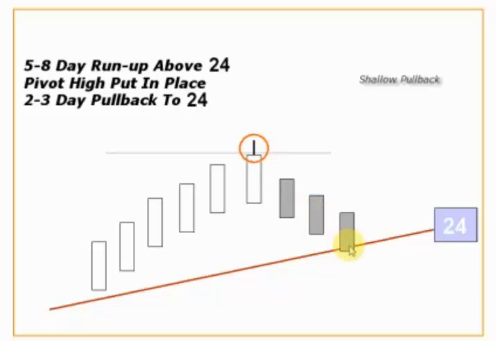If we wait around too long, we can miss the action because we're sitting there waiting for 4 more days. Shallow pullbacks sometimes don't last that long. They last just a few days. So what we're doing is we've got a high level of anticipation going on.